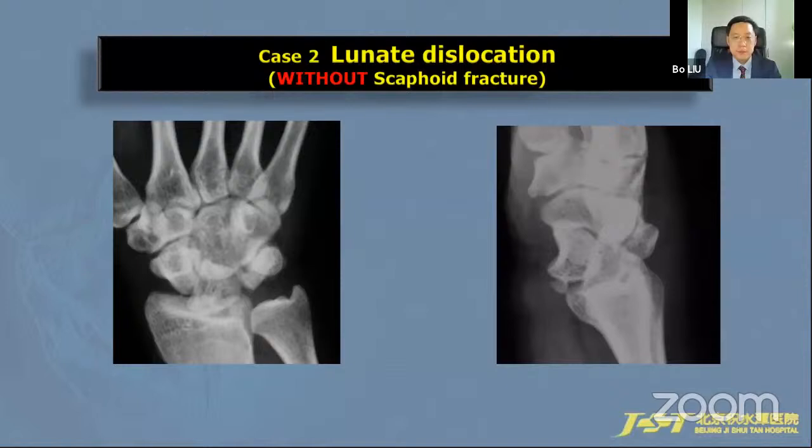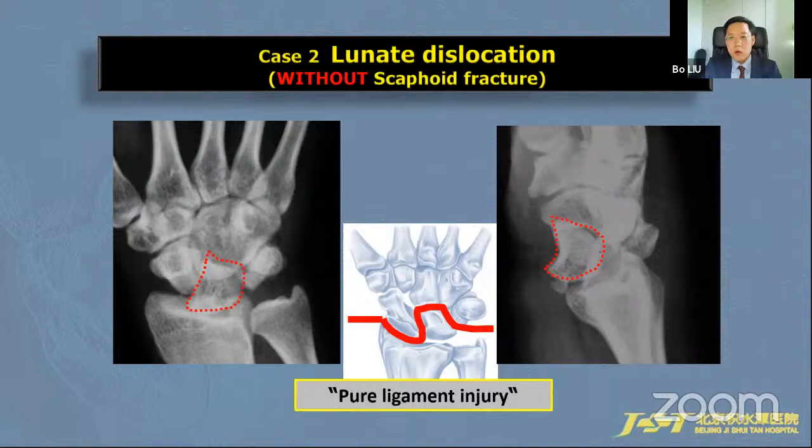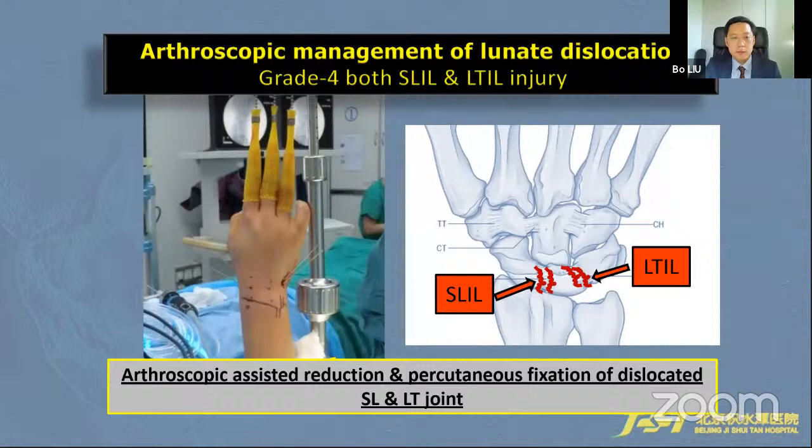So this is another scenario, a perilunate dislocation without scaphoid fracture. This is a so-called pure ligament injury, because it is believed that the energy will go through the ligamentous structure around the lunate. So again, we can achieve the arthroscopic assisted reduction and percutaneous fixation of the dislocated SL interval and the LT interval.